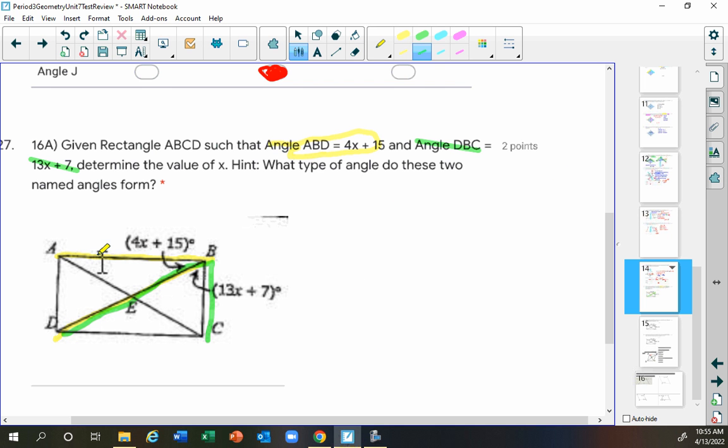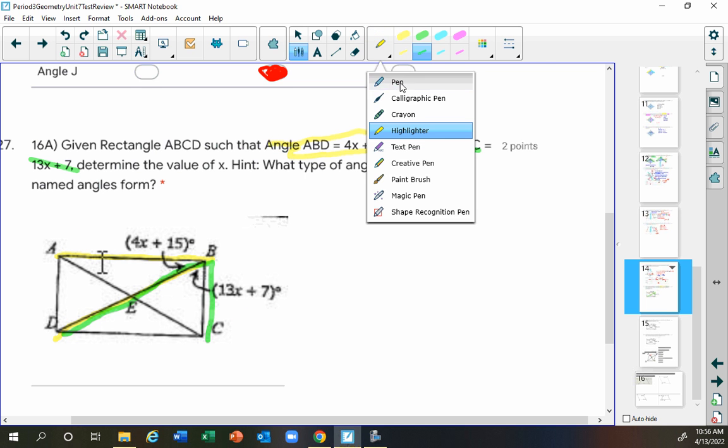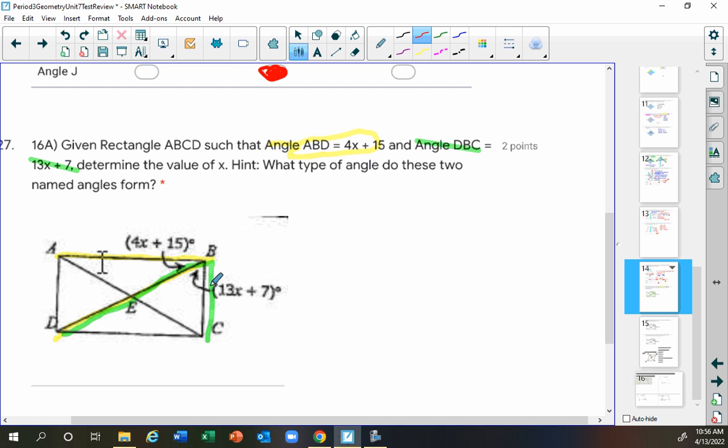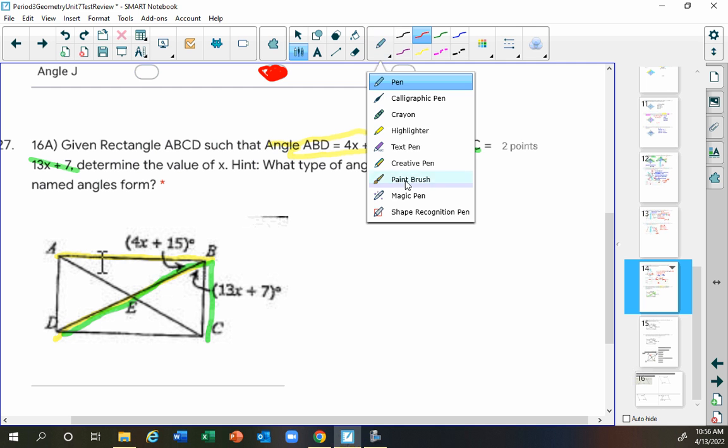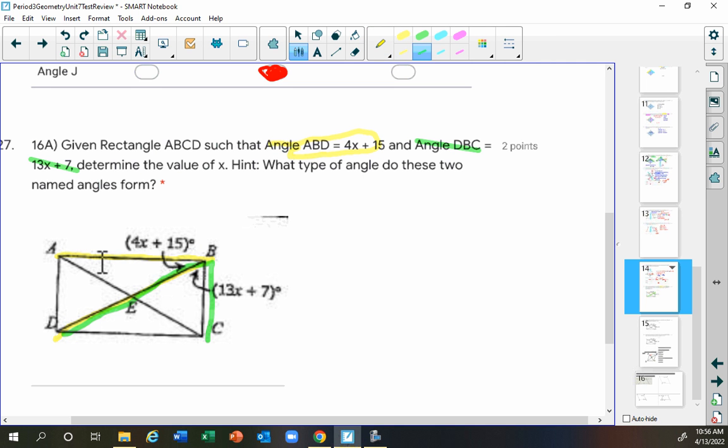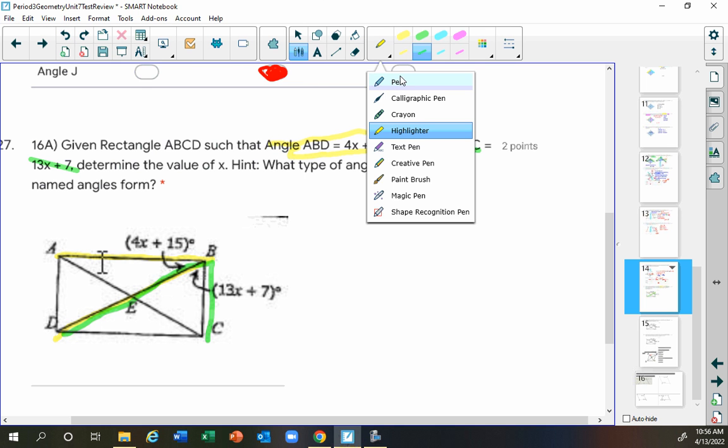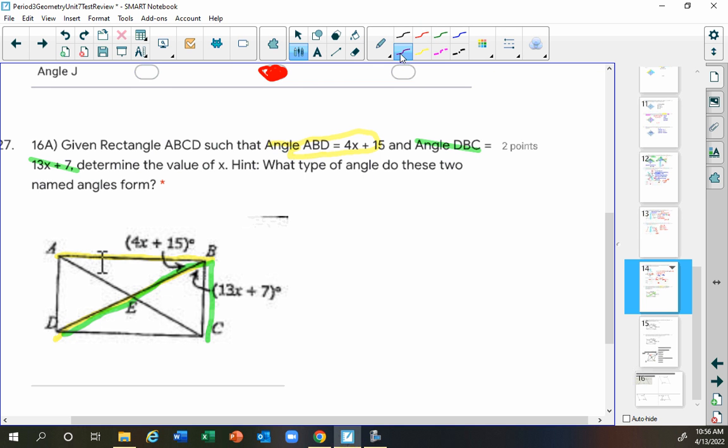Now, what type of angle is originally formed? What type of angle was formed here? Look at your overall big angle. What type of angle was formed when we combine these two smaller angles? Who would like to take a guess as to what type of angle we see forming right here?